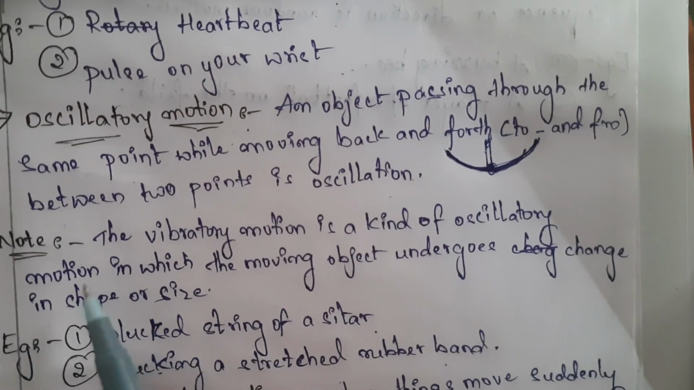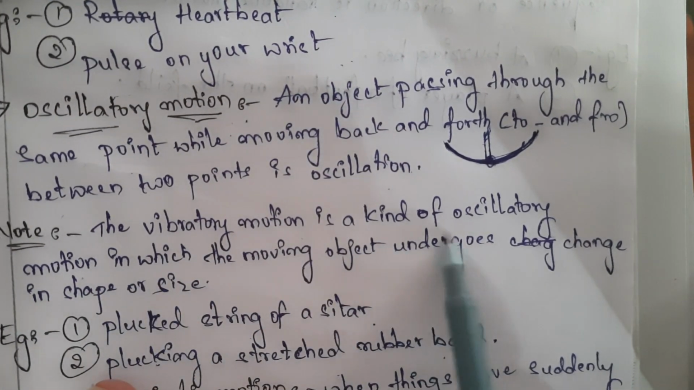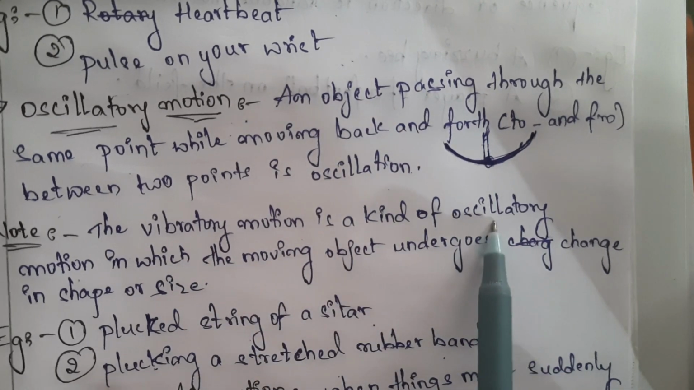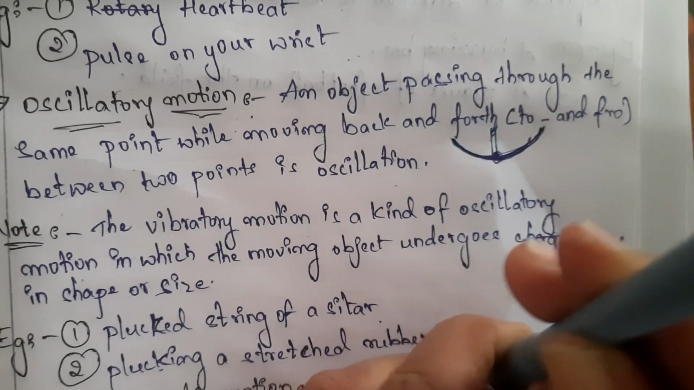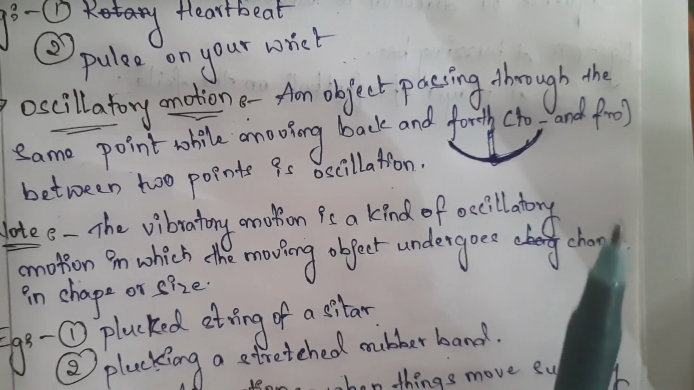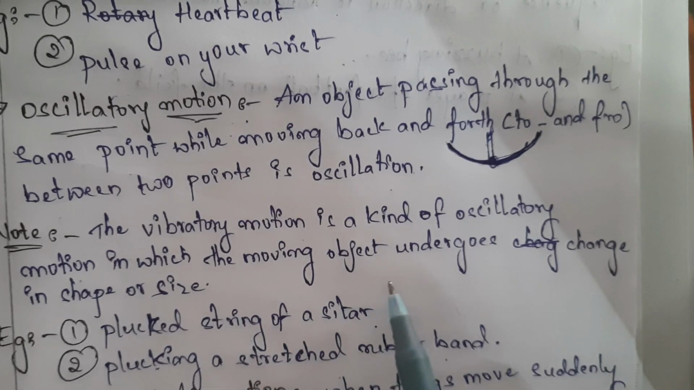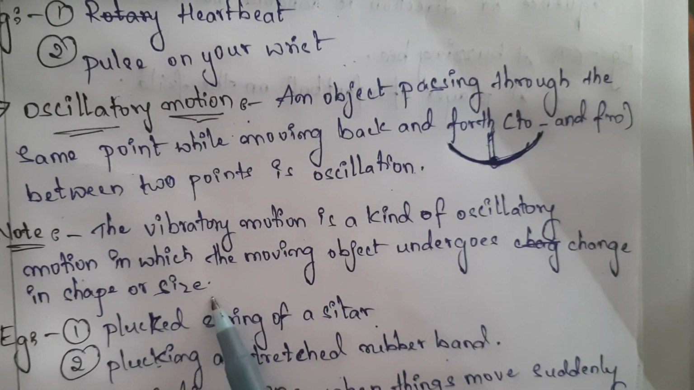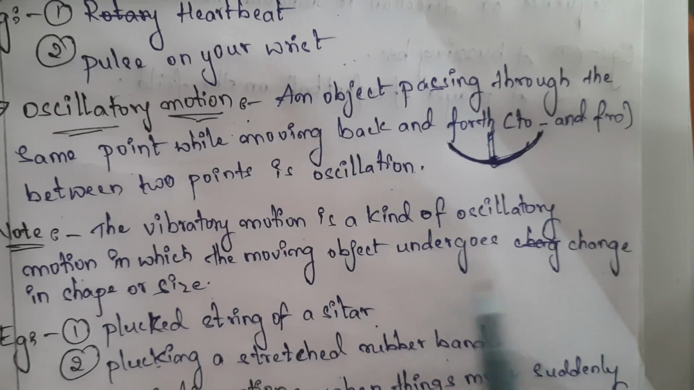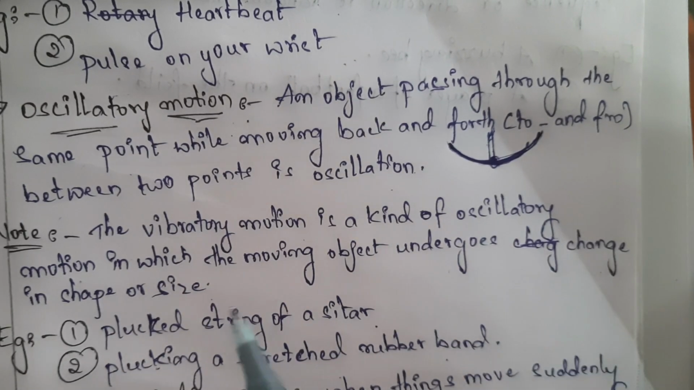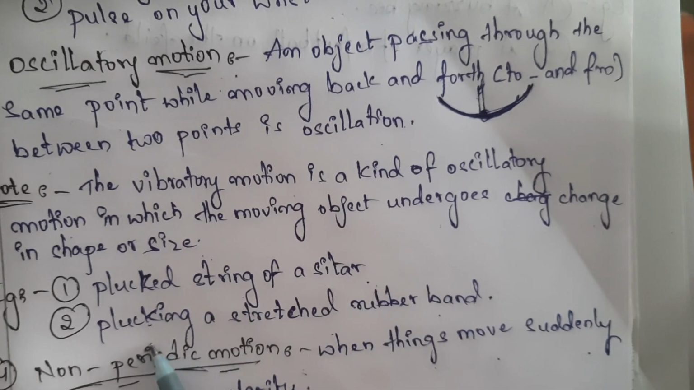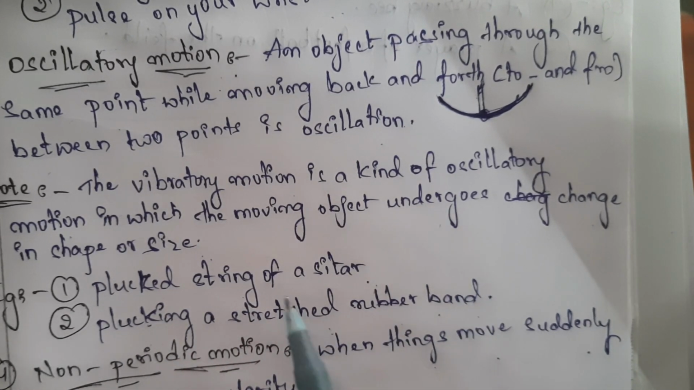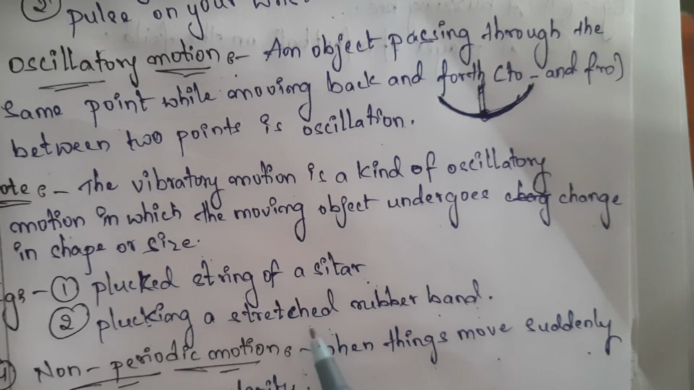Now we need to remember, vibratory motion is a kind of oscillatory motion. What do you mean by vibratory motion? Now here the object is vibrating. Suppose a pen is there. So here it is vibrating. When we make certain movement, if it is rotating, we call it as vibratory motion, where the moving object undergoes change in shape or size. While in vibratory motion, object is showing change in its shape and size. Here we have the example, plucked string of the sitar or plucking a stretched rubber band. So when we pluck a string of the sitar or a rubber band, these are the example of vibratory motion.